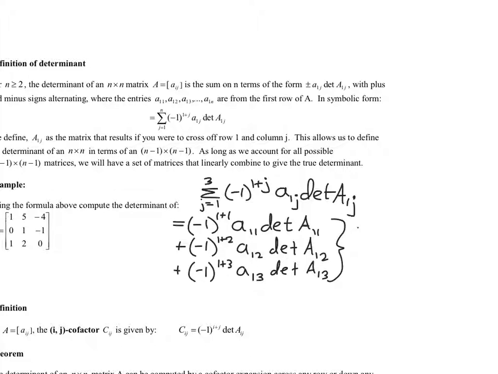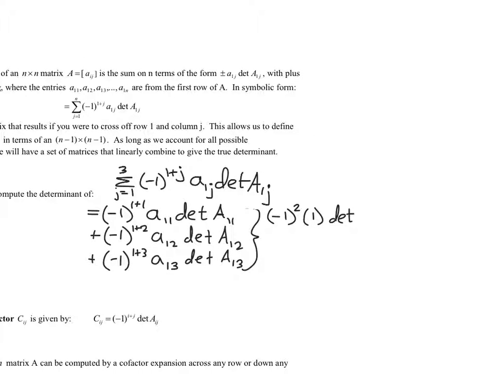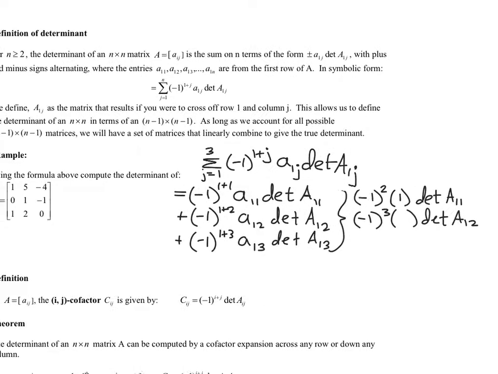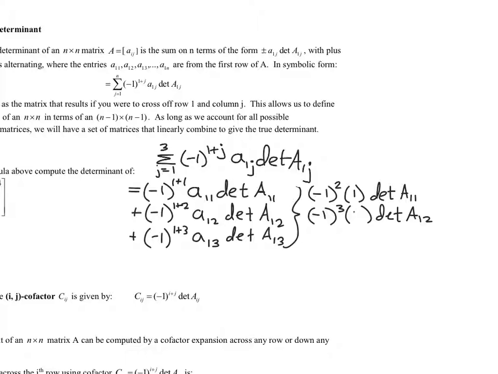So -1 to the 2nd power. And then A sub 1, 1 is 1, but I still need that determinant part. -1 to the 3rd. Then we have a 5. Then a -4.